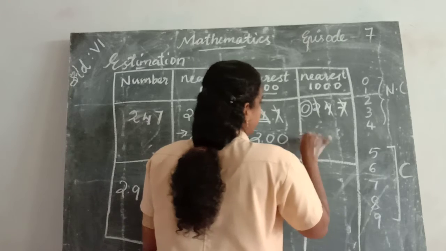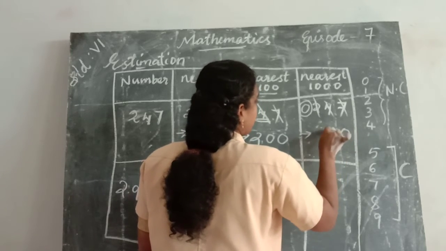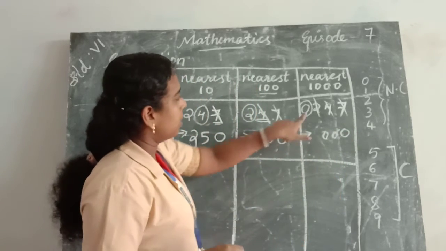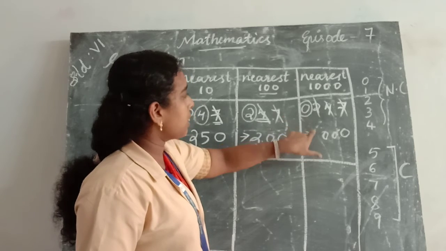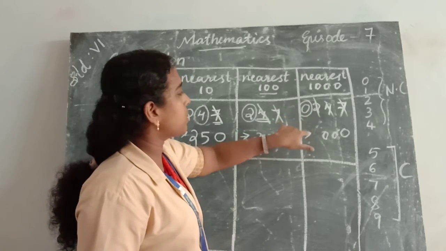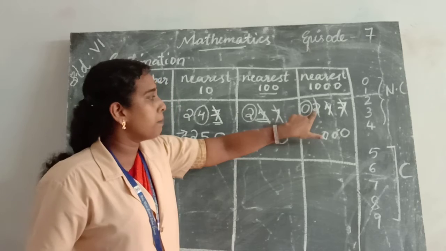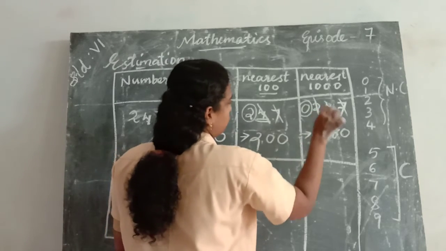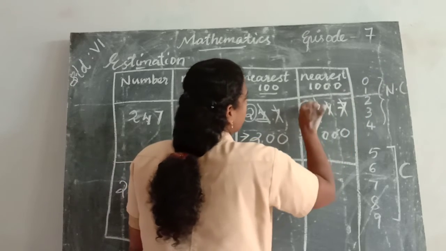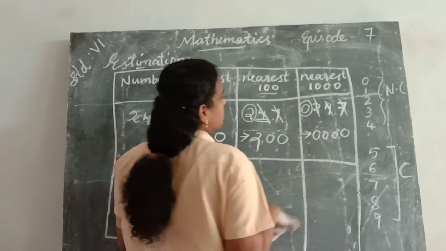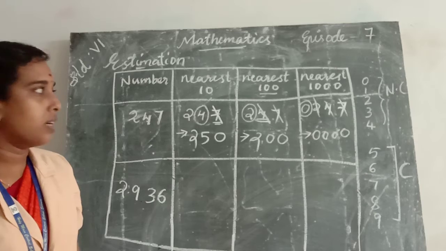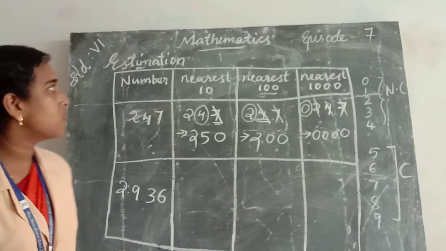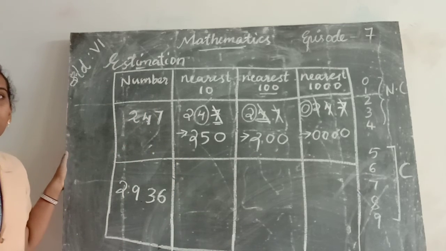For estimating, we put zeros at the off positions, and for writing the digit at the rounded position, we just look at the digit that just comes before the rounded digit. It is 2. So if it is 2, there is no change in the rounded figure, so we write 0 here. So 0 is the nearest thousand of the number 247.